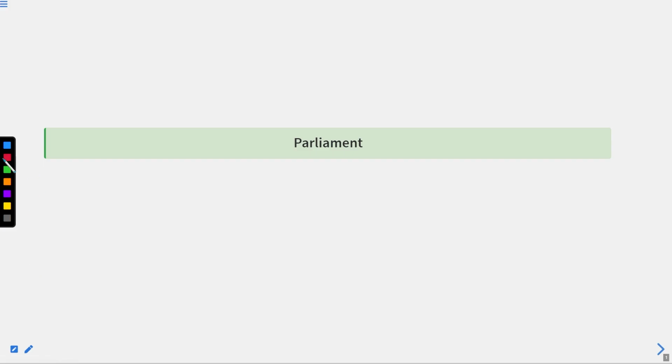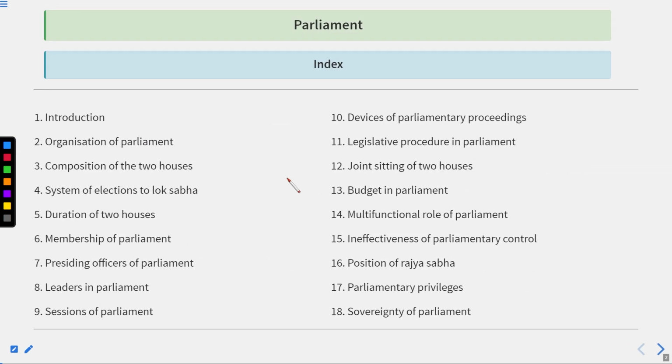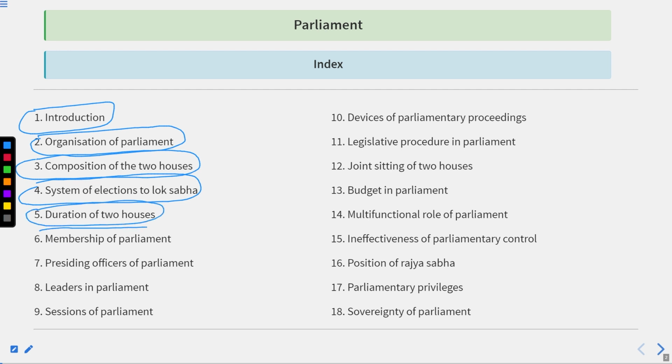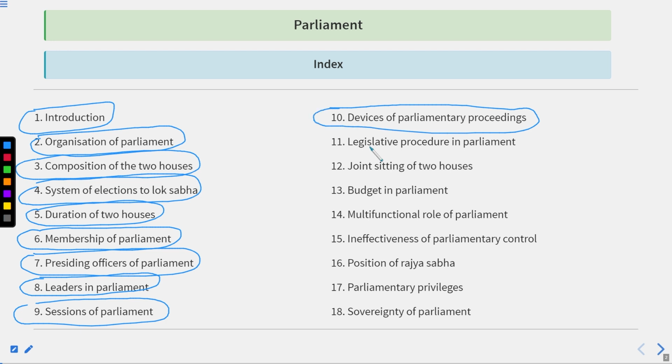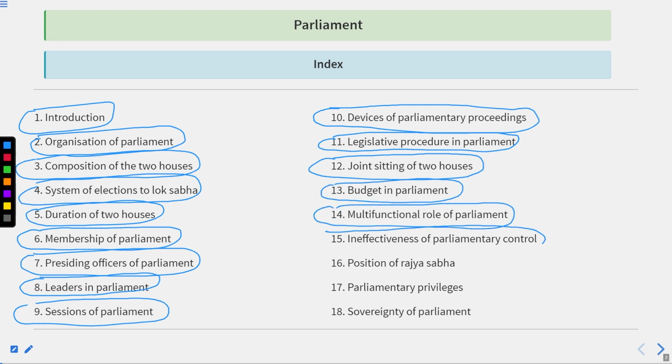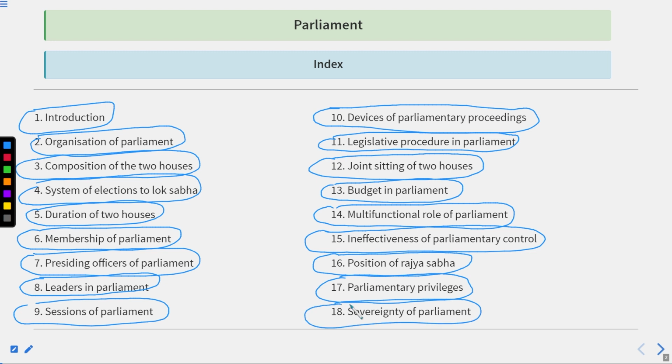So students, as we know, we are covering the parliament, and these are the topics we have scheduled for discussion under this series: the introduction part, organization of parliament, composition of the two houses, system of elections to Lok Sabha, duration of two houses, membership of parliament, presiding officers of parliament, leaders in parliament, sessions of parliament, devices of parliamentary proceedings, legislative procedure in parliament, joint sitting of two houses, budget in parliament, multifunctional role of parliament, ineffectiveness of parliamentary control, position of Rajya Sabha, parliamentary privileges, and the sovereignty of parliament.